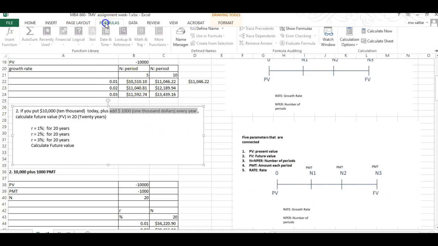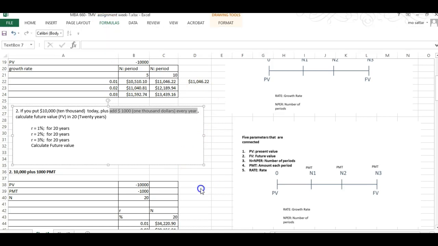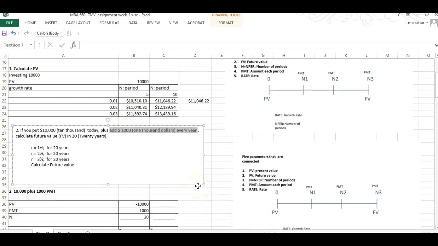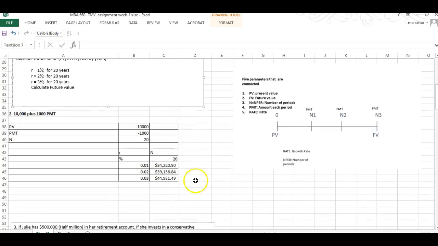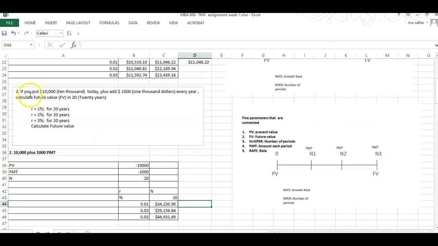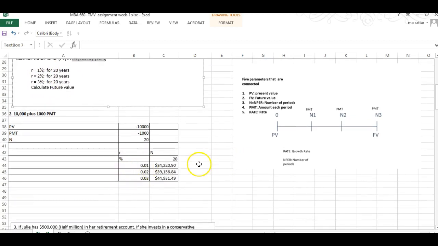So we go to the formula. So here we're going to just click it over here. In this case, they're asking us to do $10,000. We're putting it right now. Another $1,000 every year. What is going to be the future value in 20 years? Different scenarios: 1%, 2%, 3%. So let's do the first one over here.